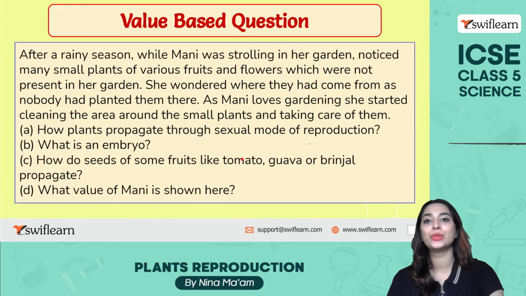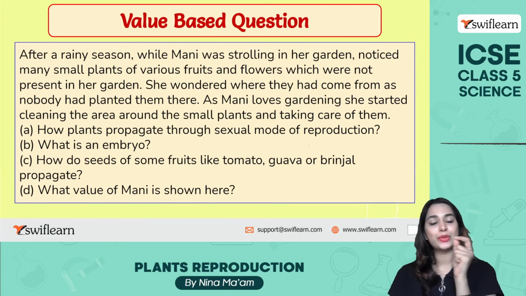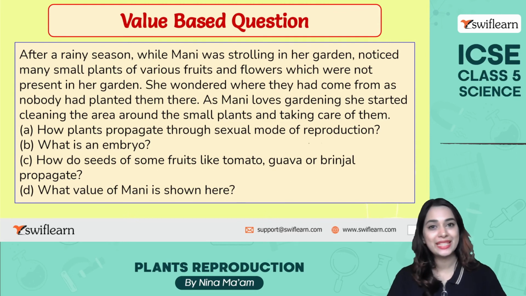So get ready to look at our value-based question. After a rainy season, while Money was strolling in her garden, she noticed many small plants of various fruits and flowers which were not present in her garden. She wondered where they had come from, as nobody had planted them there. As Money loves gardening, she started to clean the area around the small plants and take care of them. Question number one: how do plants propagate through the sexual mode of reproduction? What do you think? It's through the seeds.